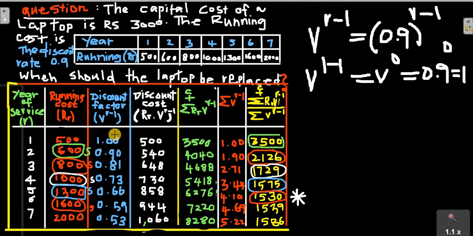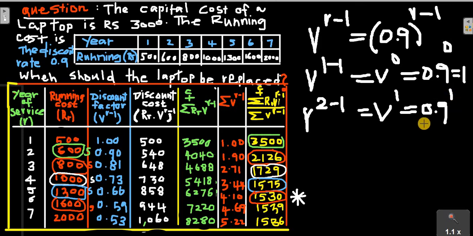What about the second year discount factor? That is 0.90. How does that come? For the second year, put R equal to 2. So V to the power 2 minus 1 equals V to the power 1. The value of V is 0.9, so 0.9 to the power 1 is equal to 0.9.